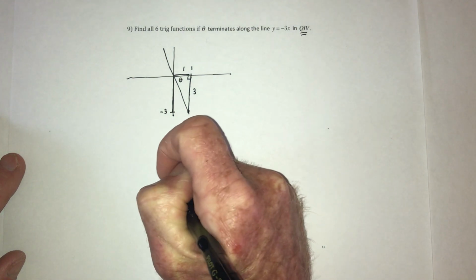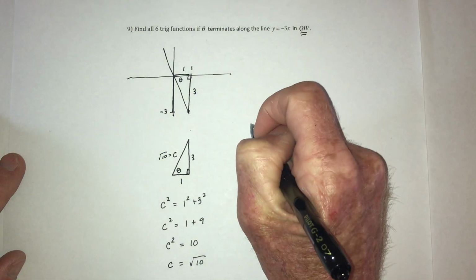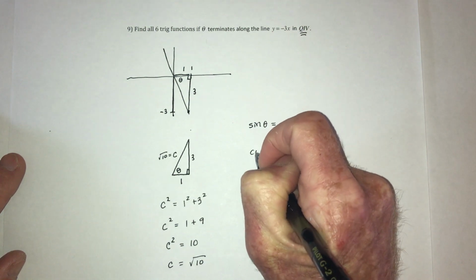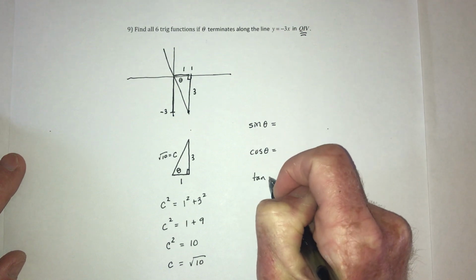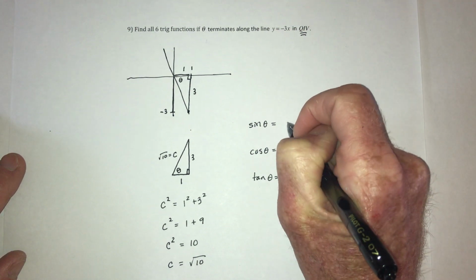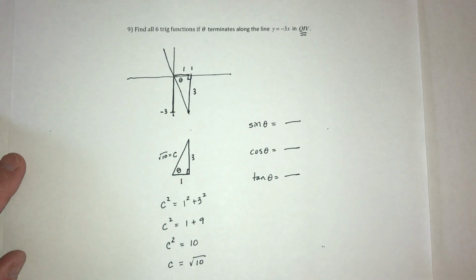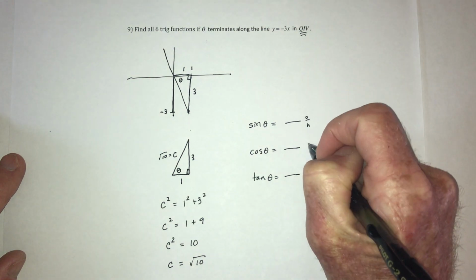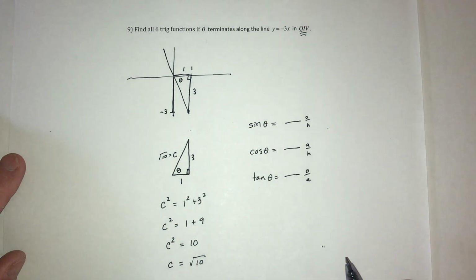All right, now we have the 3 sides. Now I could find the trig functions. So I prefer to do this order: sine, cosine, tangent, and then set up those using SOHCAHTOA, or my favorite, Oscar had a heap of apples.